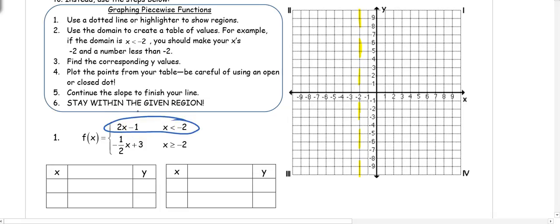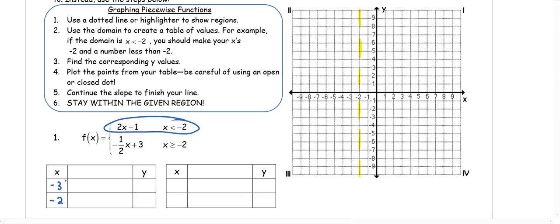The first function rule is 2x minus 1 when x is less than -2. So when we are given this, we need a number less than -2. I'm going to pick -3 because my slope is a whole number, so it doesn't matter what my x is. And then I'm also going to pick the number that's part of the domain, which is -2. At most, I should be picking one number for the first line because the other number is given to me from my domain.